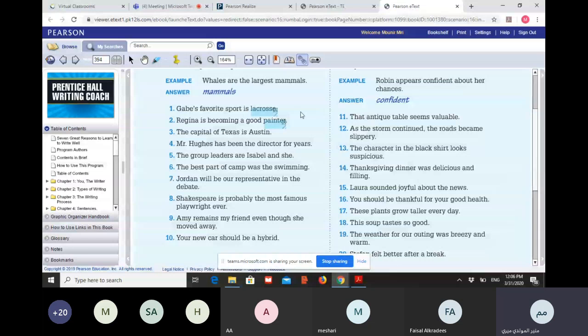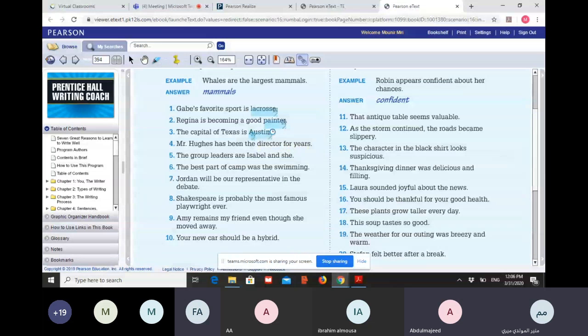The capital of Texas is Destin. Excuse me? It's Austin. Austin. Yeah. Very good. Abd Majid Kalantan. Mr. Hughes has been the director for years. The director.